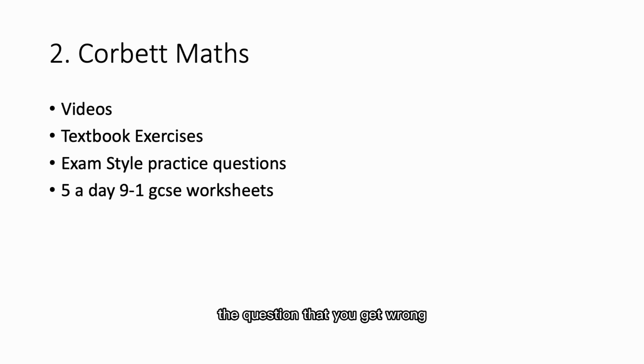For the questions that you get wrong in the 5-a-day 9-to-1 worksheets, there is a mark scheme with that. You check out what you got wrong, and you should know what topic it is, and then use that topic to watch the videos for that topic from Corbettmaths. Then you can do the textbook exercises and see if you've been able to now answer those sorts of similar questions that you failed to answer in the 5-a-day 9-to-1 GCSE worksheet. Can you do it now with the textbook exercises? If you can do it with that, then test yourself with the exam style practice questions. I think it's only 5 big questions or 10 big questions. Make the most use of it.